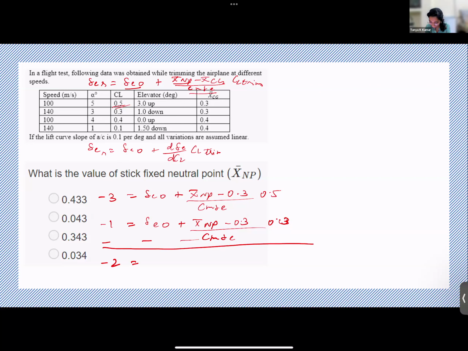Oh, it's one degree down, so it should be plus 1. This is down, so you get minus 4 here. All right, correct me if I'm going wrong.